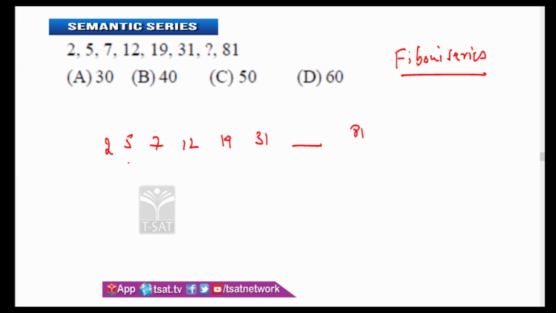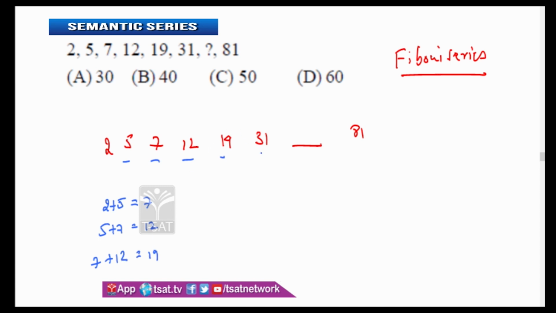In the Fibonacci series, we need to add the first two numbers. That is, to get this 7, we have to add 2 and 5. So 2 plus 5, you got 7. In the same way, to get the next number, that is 12, we have to add 5 and 7. So 5 plus 7, then you will get 12. In this way, again to get 19, we have to add the previous two numbers, that is 7 and 12. So 7 plus 12 will get 19.